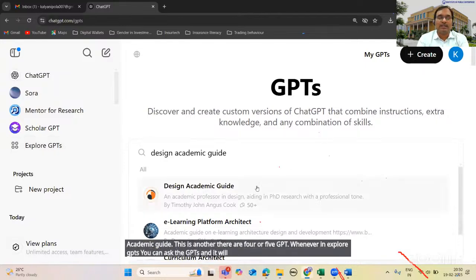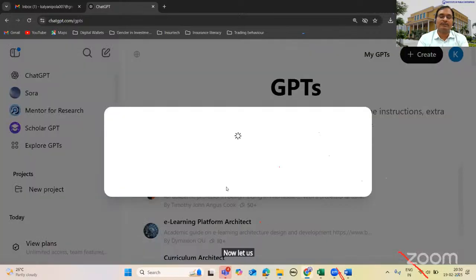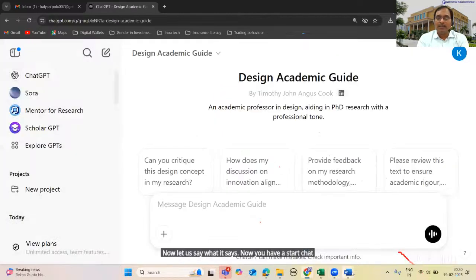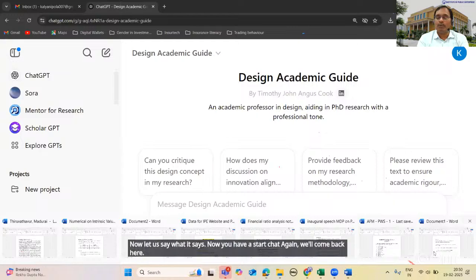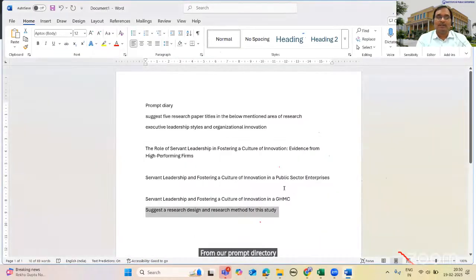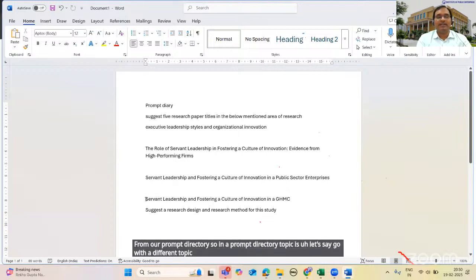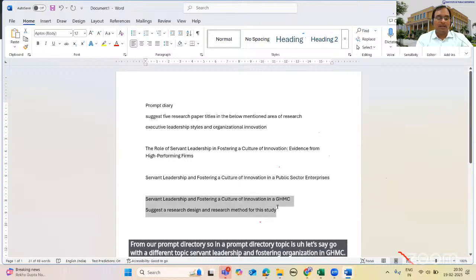Now, if you look at this design academic guide, an academic professor insight in aiding PhD research with a professional tone. Now, let us say what it says. Now we have a start chat. Again, we'll come back here from our prompt directory. So in a prompt directory, the topic is, let us say, go with a different topic: servant leadership and fostering organization in GHMC. Control C.